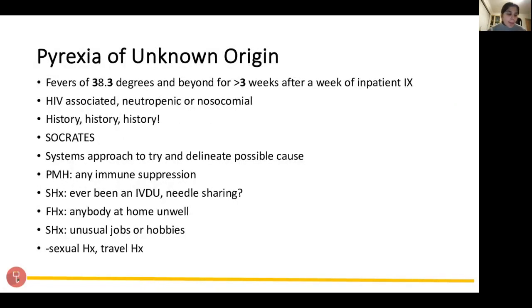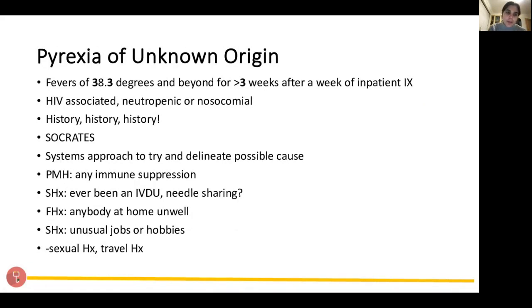So I was asked to talk about pyrexia of unknown origin, and what I'll say about that is it is more likely to be a history-taking station in an OSCE than necessarily a final year you trying to delineate a diagnosis, because it's very difficult to diagnose because it's quite a mysterious diagnosis.